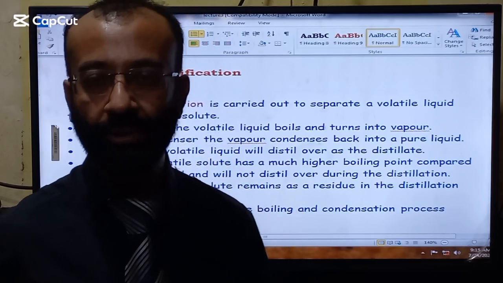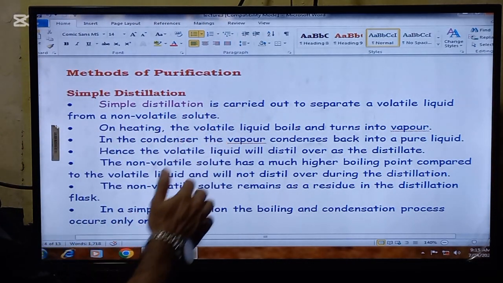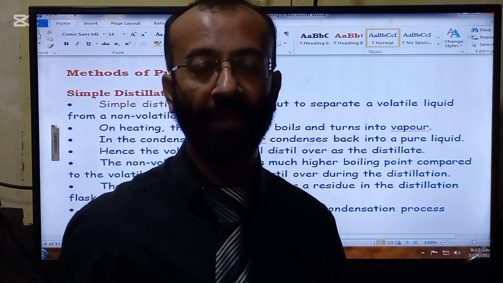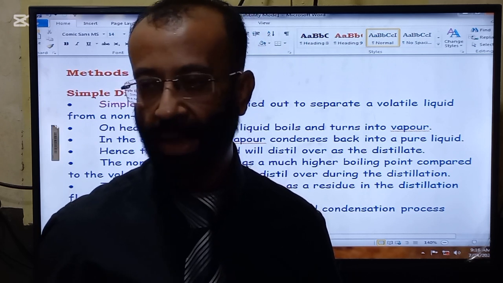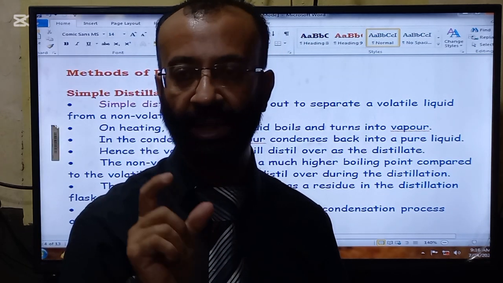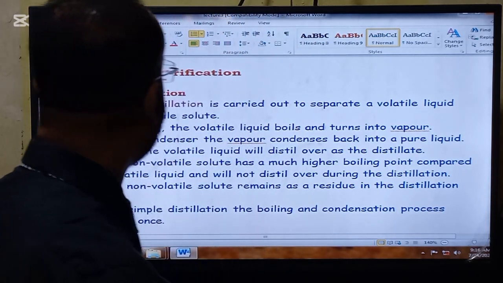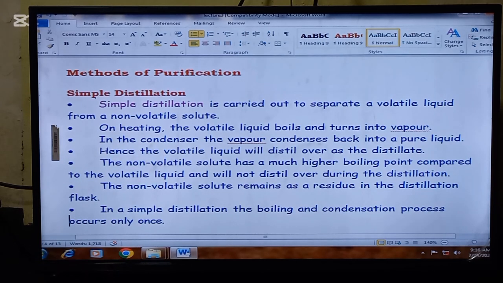Good morning, students. Today we are going to read a new topic in the methods of purification, that is simple distillation. This is a question of Paper 4 Chemistry, O Levels. Paper 4 Chemistry O Level is the Alternative to Practical, in short form called ATP. So concentrate yourself. We are going to read and understand this topic, simple distillation. We are going to start now.